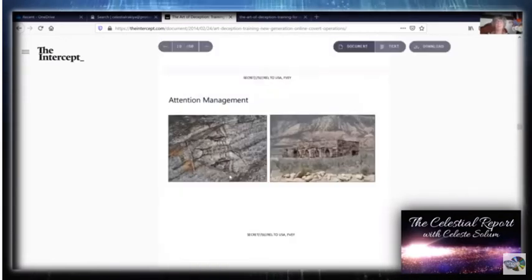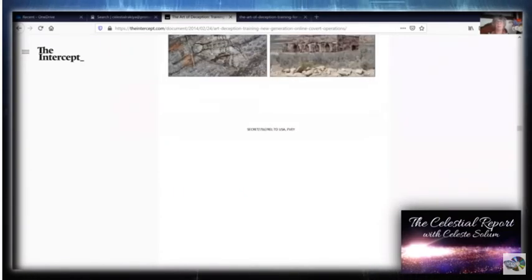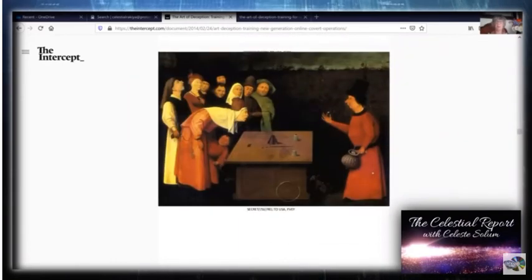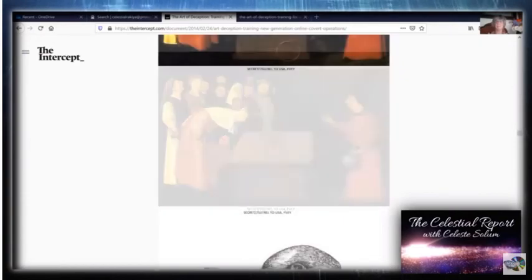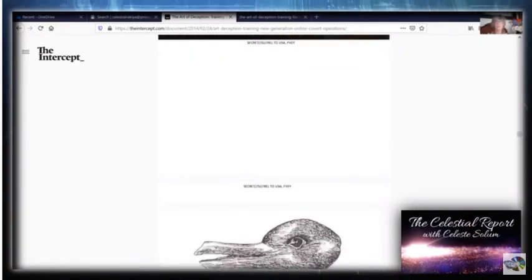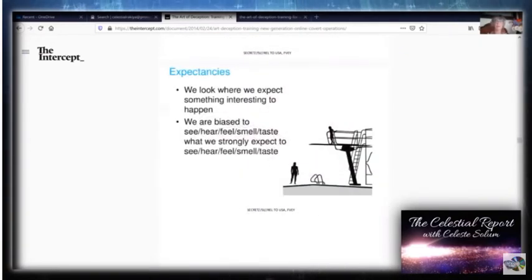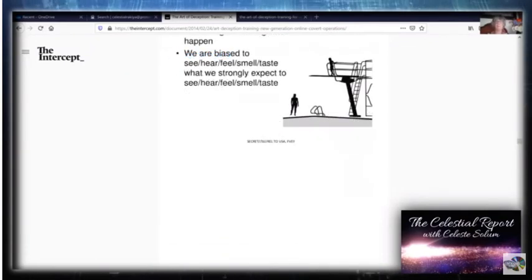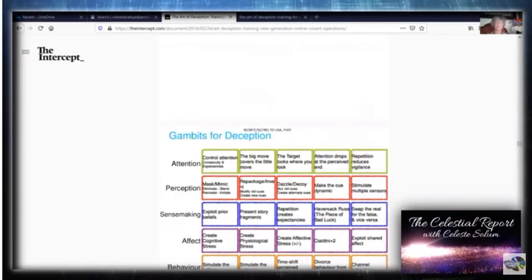So this right here, this moth, would be camouflage and mimicry. This is how magic was used in the past to grab people's attention. And I really don't know about the duck. They use our expectancy of what we're expecting or not expecting. And this is where they were gaming for deception.